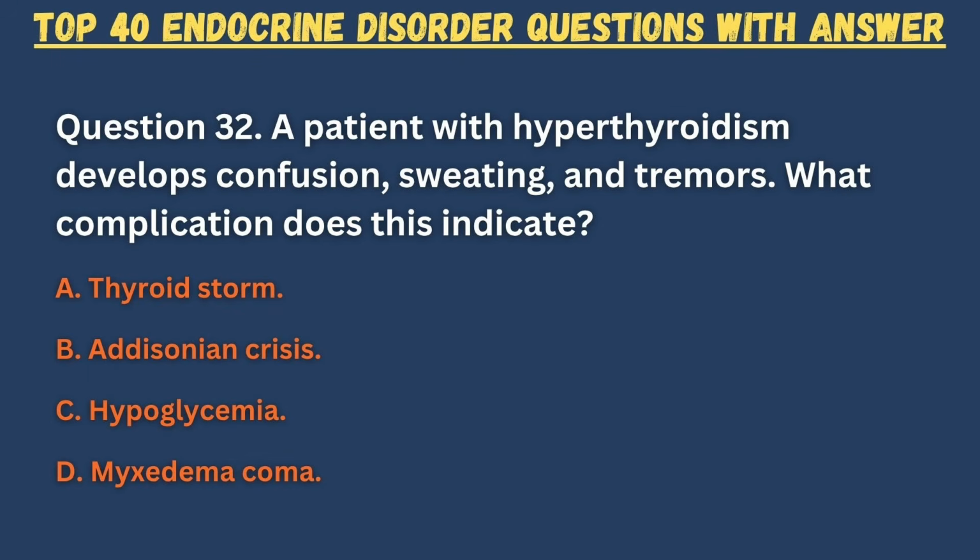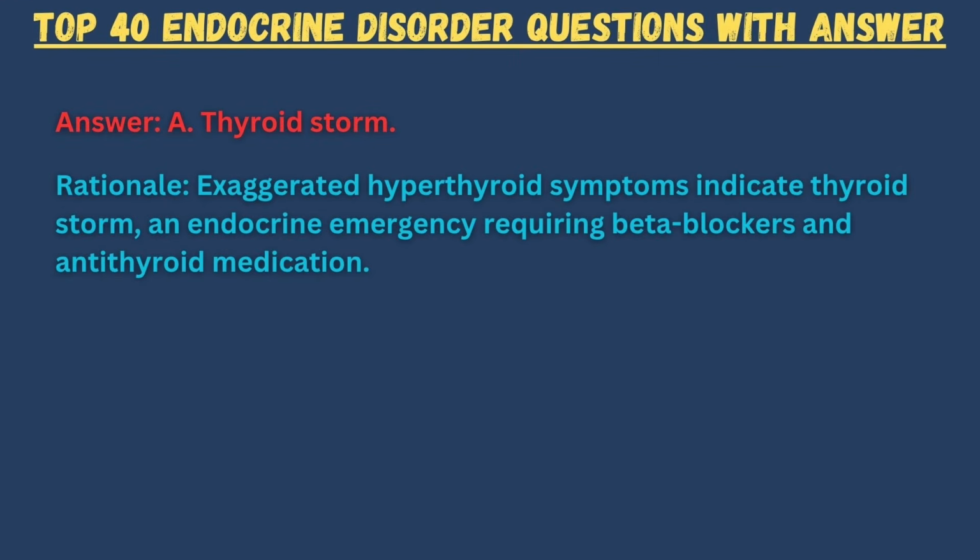Question 32. A patient with hyperthyroidism develops confusion, sweating, and tremors. What complication does this indicate? A. Thyroid storm. B. Addisonian crisis. C. Hypoglycemia. D. Myxedema coma. Answer: A. Thyroid storm. Rationale: exaggerated hyperthyroid symptoms indicate thyroid storm, an endocrine emergency requiring beta blockers and antithyroid medication.